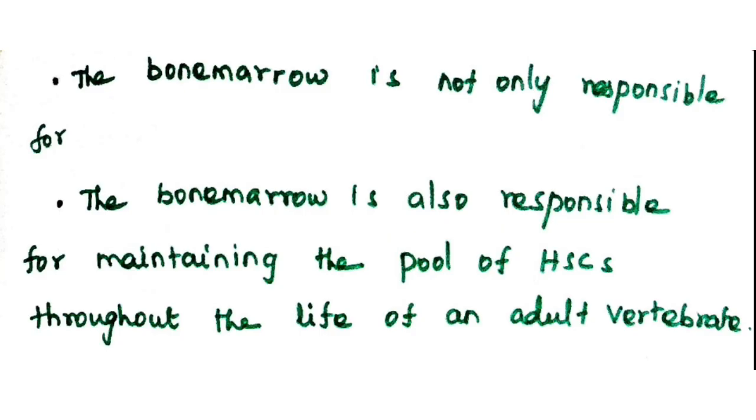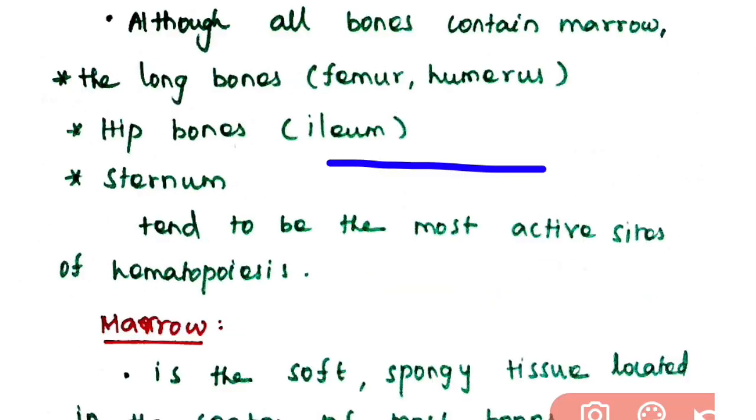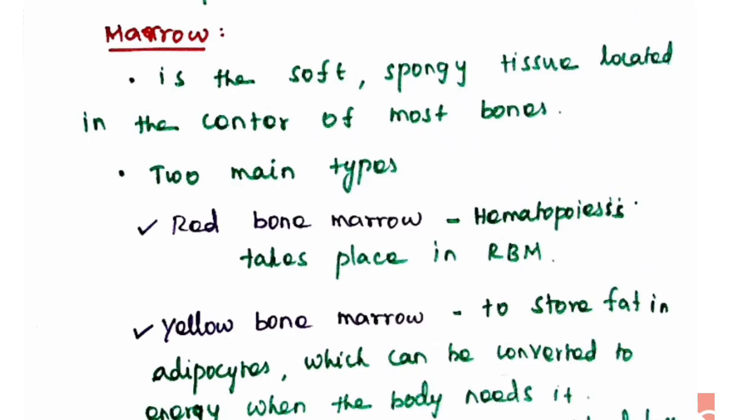Then this bone marrow is not only responsible for differentiation and maturation of hematopoietic stem cells, it is also responsible for maintaining the pool of hematopoietic stem cells throughout the life of an adult vertebrate. So we have to maintain some number of hematopoietic stem cells throughout the life of an adult vertebrate. Then next we should know where this bone marrow is present in the adult vertebrate. What is this bone marrow?